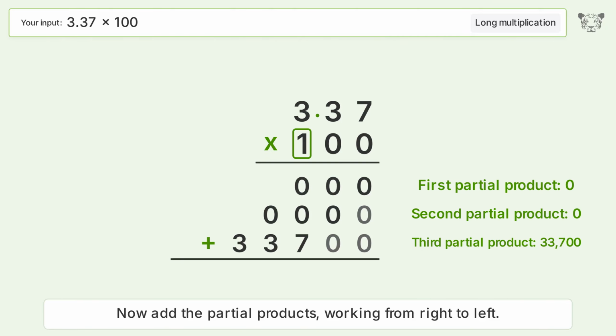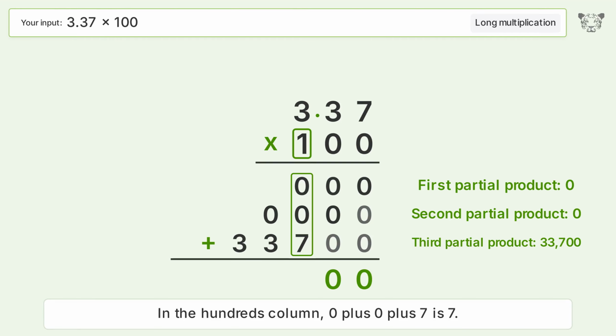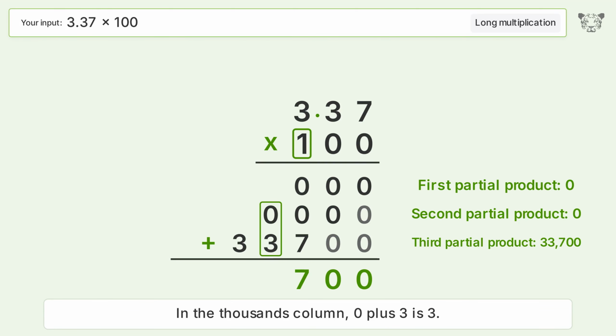Now add the partial products, working from right to left. The ones and tens columns each add to 0. Move right to left, 1 column at a time. In the hundreds column, 0 plus 7 is 7. In the thousands column, 0 plus 3 is 3. In the ten thousands column, bring down 3. The whole number product is 33,700.